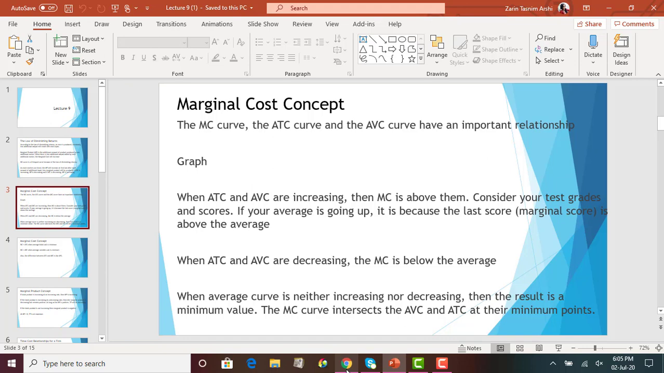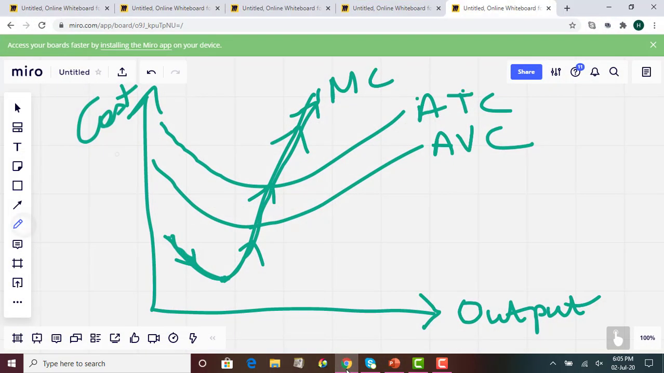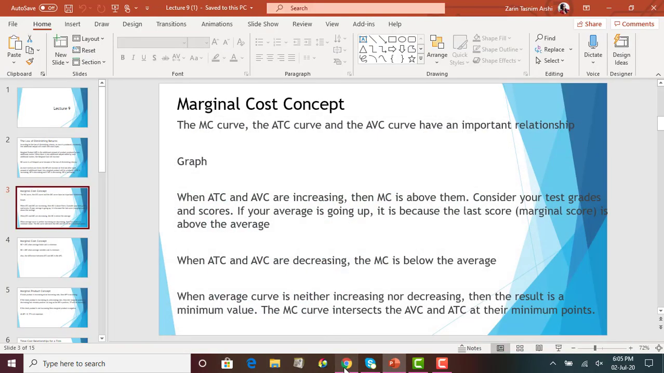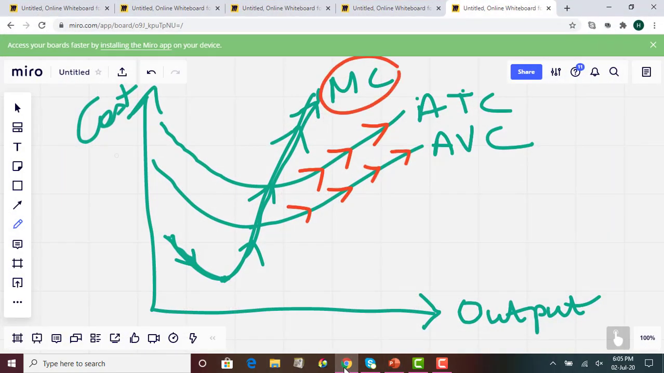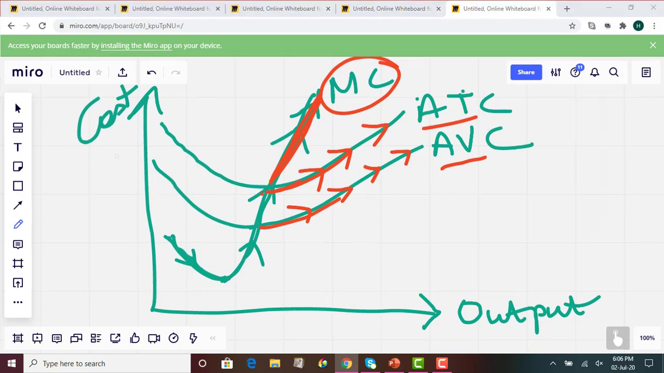So when average total cost and average variable cost are increasing, the marginal cost is above them. Basically, the marginal cost is greater than the average total cost and average variable cost. Look at this. When it starts going up, the marginal cost is actually greater than your average total cost or your average variable cost, right? That's exactly what I'm saying.